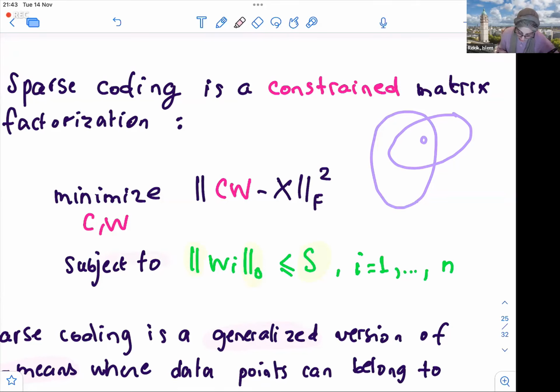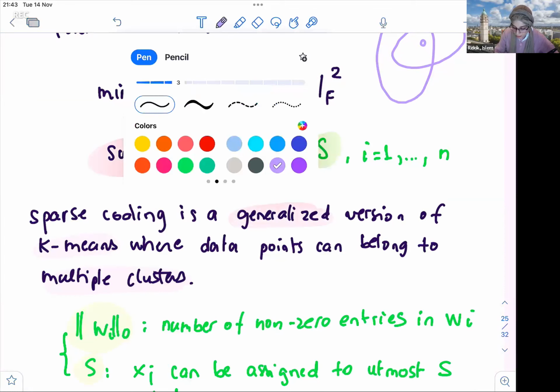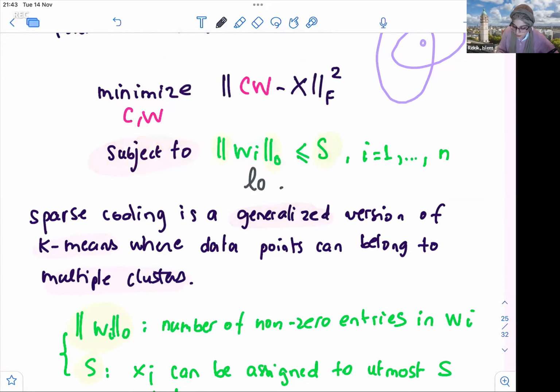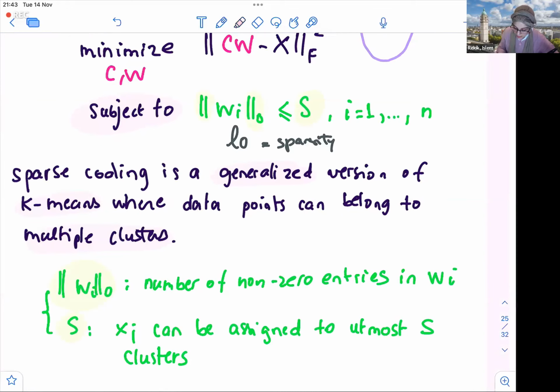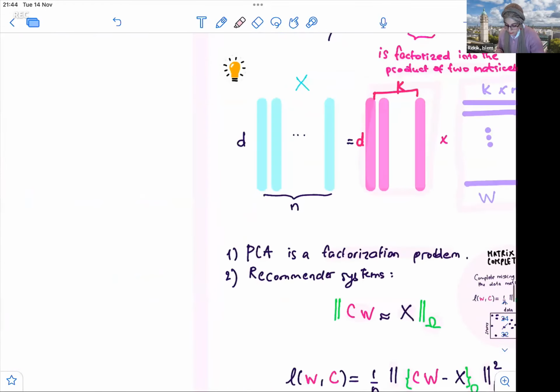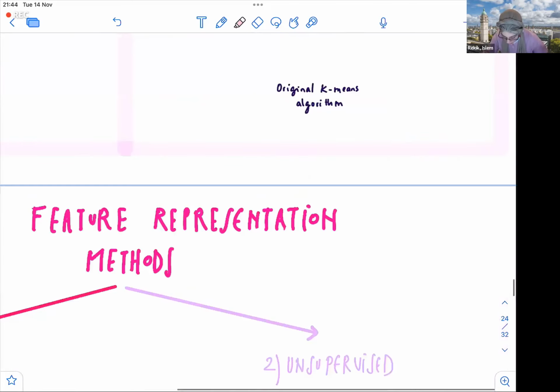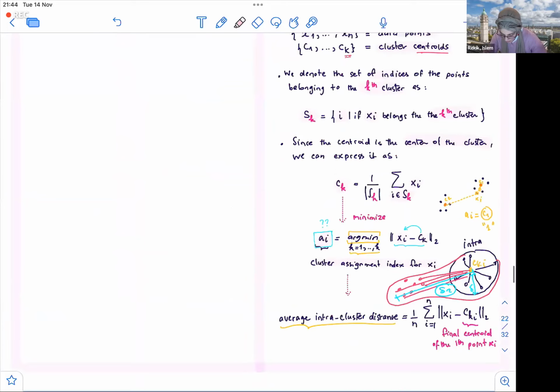It's the same formalization. The only difference is that we change the constraint. The constraint here is that the sparse norm, the L0 norm of W, which is the sparsity norm, is smaller than S. So basically what this constraint tells us is that the number of non-zero entries in the assignment matrix W_i is at most S. So if you look at this, if we go back here, and if you have your assignment matrix, let's look at this example. Where was it?